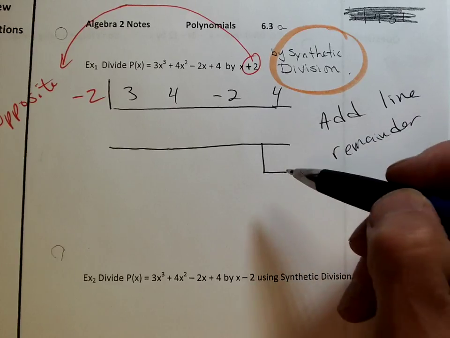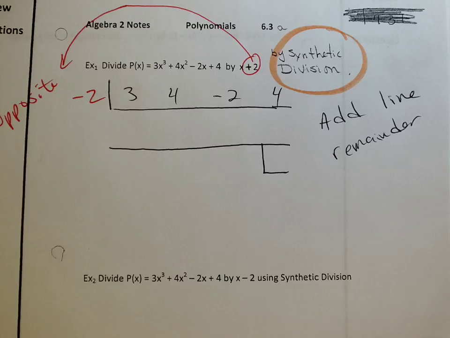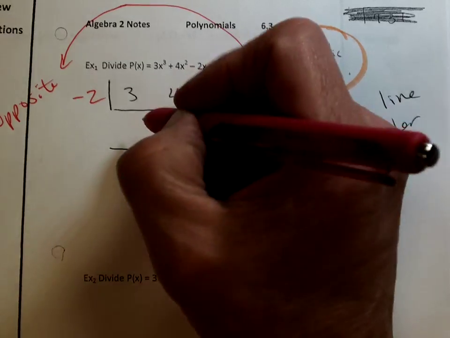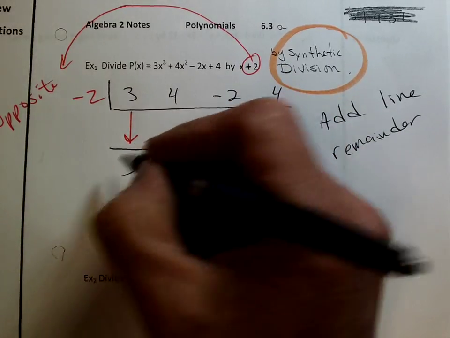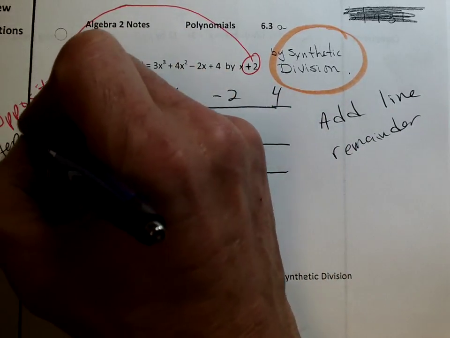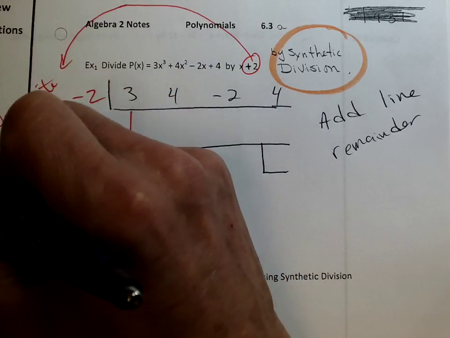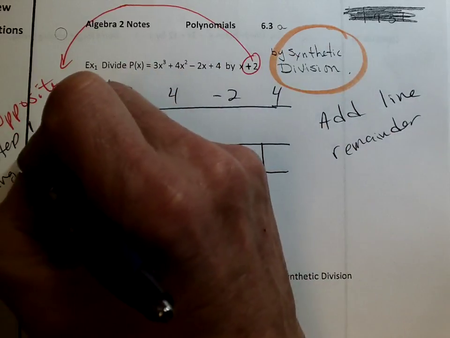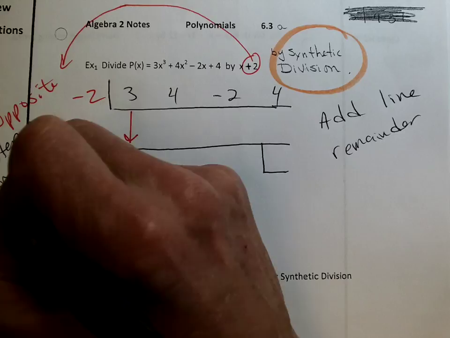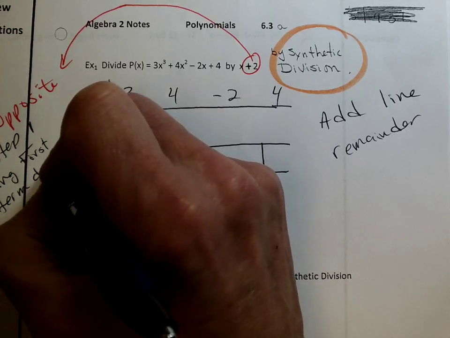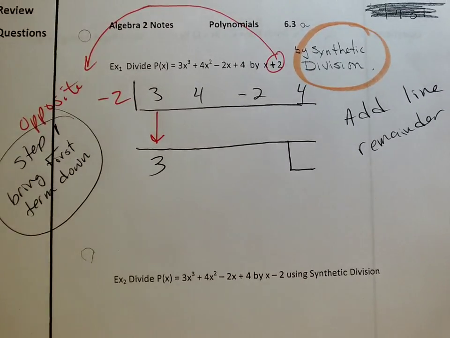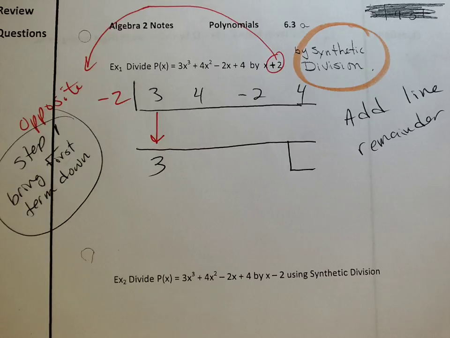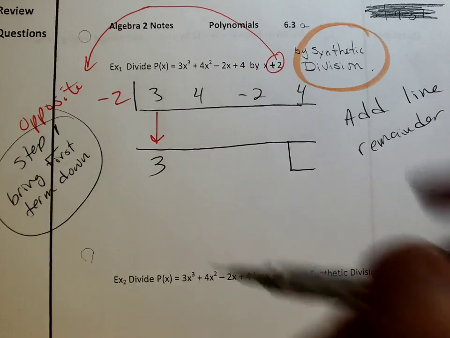So here's how it works, okay? Step 1, write this down: you need to bring the first term all the way down. So I'm going to put down my 3, okay? Step 1 is to bring the first term down. Slide it all the way down. And I'm going to use pencil so I can erase.